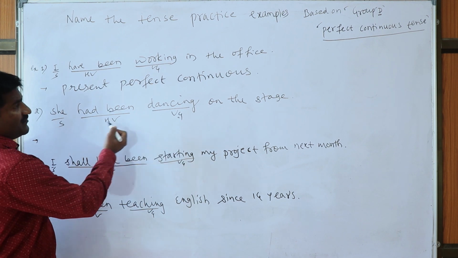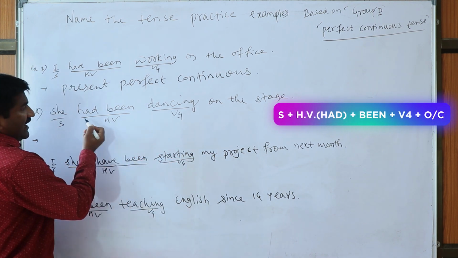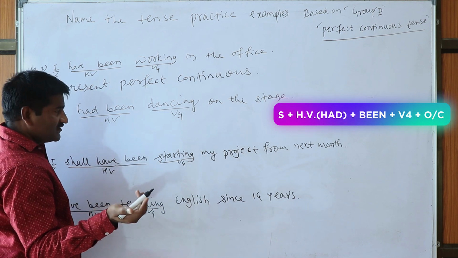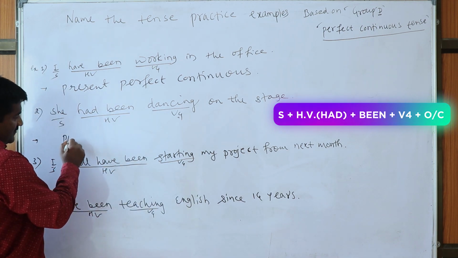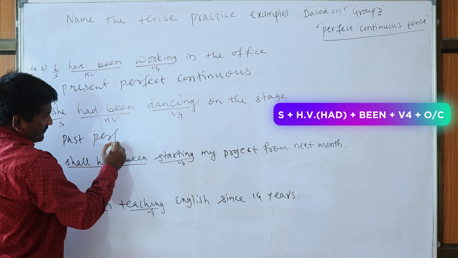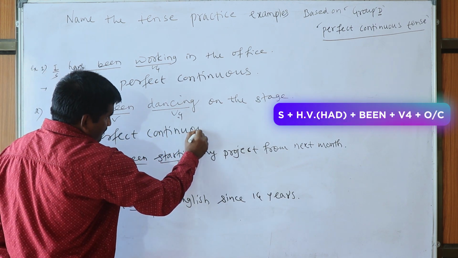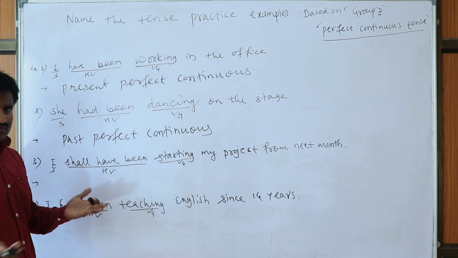Then the second one: she had been dancing on the stage. Here, had been plus verb-ing. Had been plus verb-ing is the formula of past perfect continuous. Therefore, the answer here is past perfect continuous. Past perfect continuous tense.